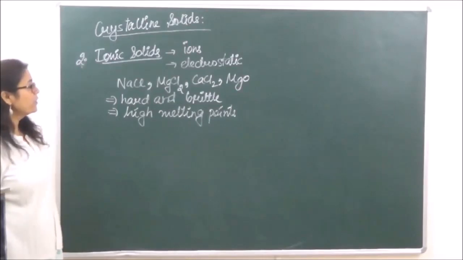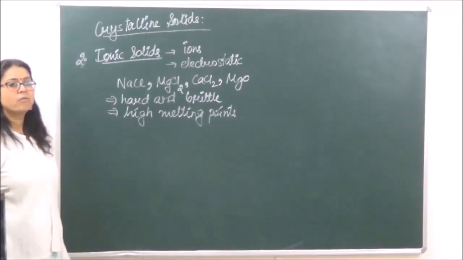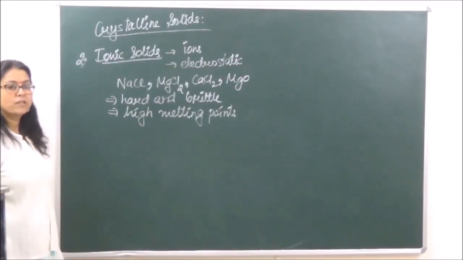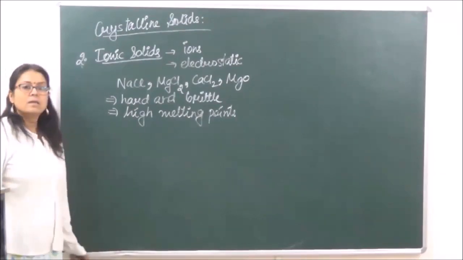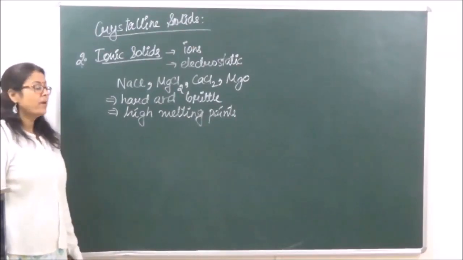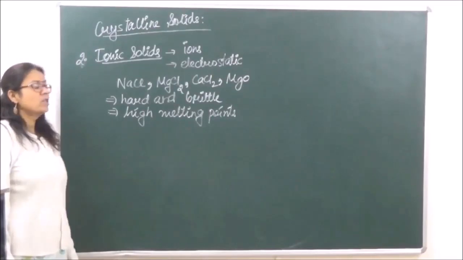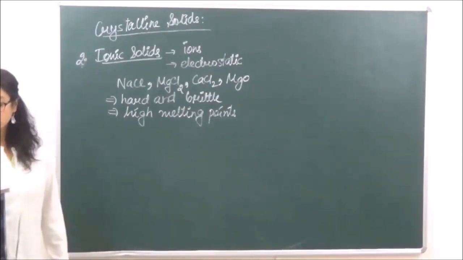Why high melting points? Because the forces of attraction are electrostatic forces of attraction, the strongest forces of attraction, so to break them we need more temperature to break down the bonds. Therefore their melting points are high.